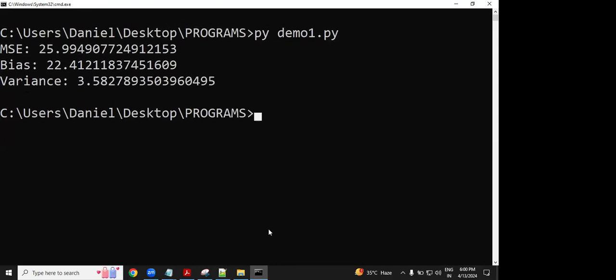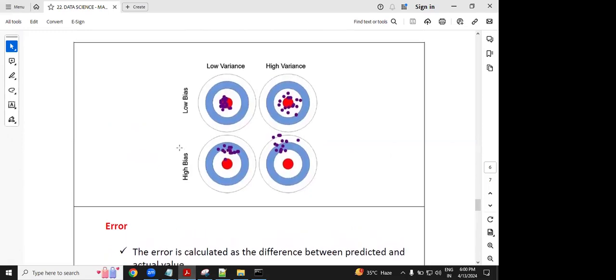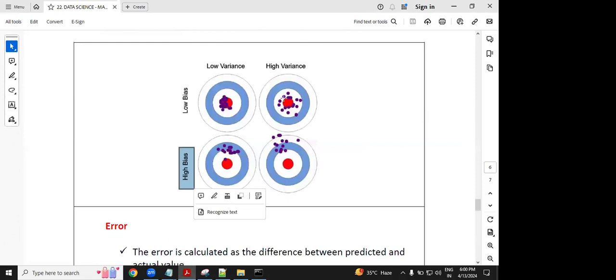What is the error value? Error value is 25. Bias value is 22. Variance is 3. Now I can say variance is small and bias is big. Now I would like to say it is a high bias and low variance model. The model we created, go back and compare with the diagram. Where is the high bias? Here is the high bias. And the next one, low variance. This is the combination. The model you created belongs to this combination.